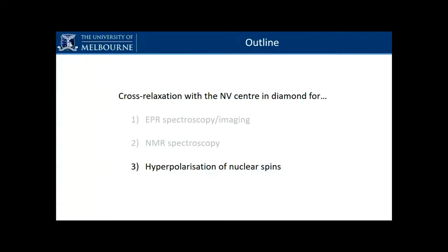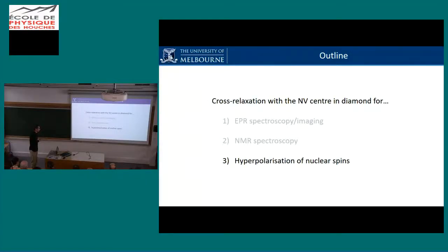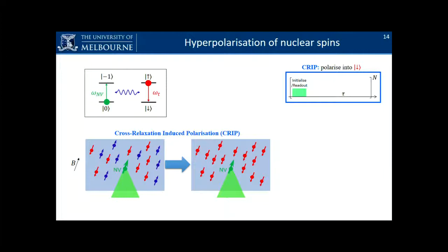All right, so that brings me to the last part of my talk, and for that one, it's quite important to have a stable magnetic field because you need to be on resonance, so being at this cross-relaxation resonance for a long period of time, and you cannot just correct for drift. You need to be just on resonance, otherwise the efficiency of the process decreases.